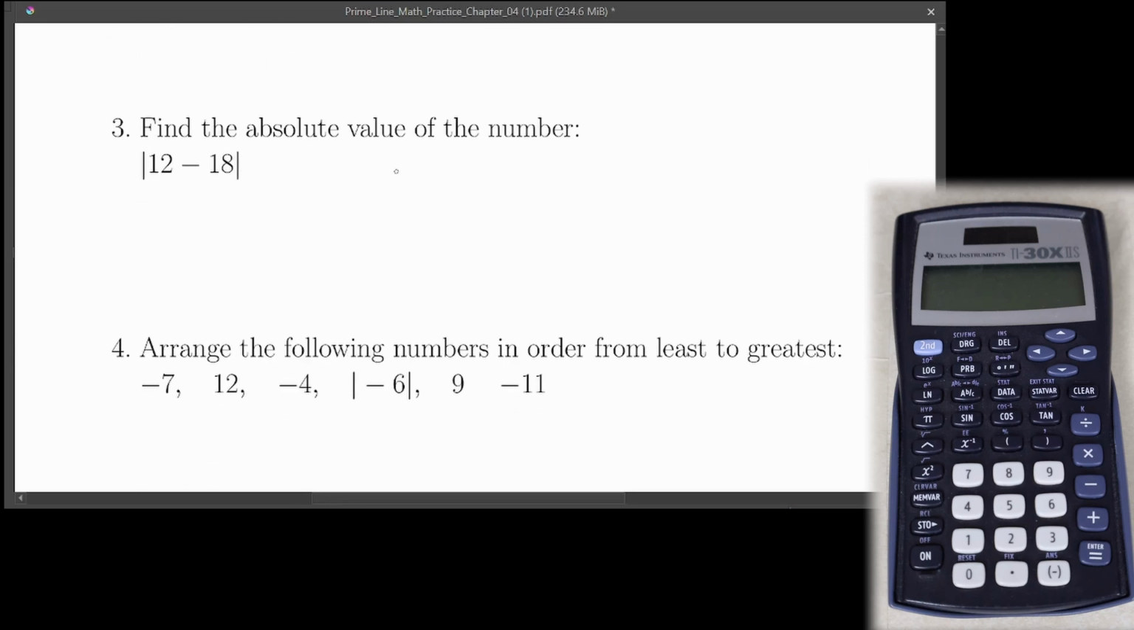For number 3, we're going to take 12 minus 18, which will give us a negative 6 inside the absolute values. When we equate that, that will become a positive 6 for our value.